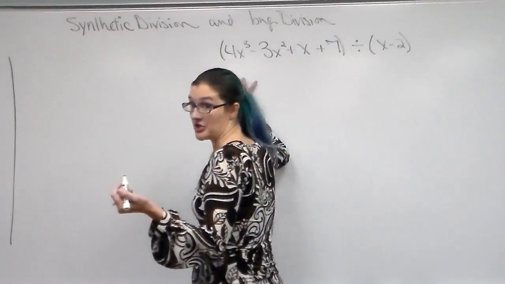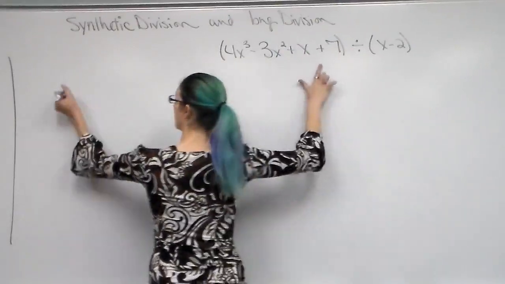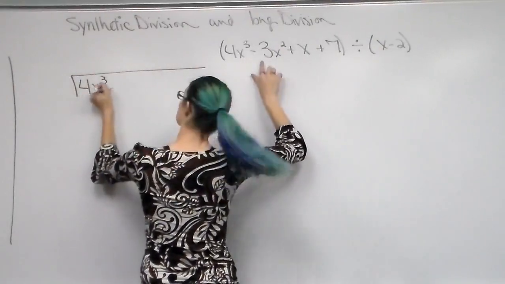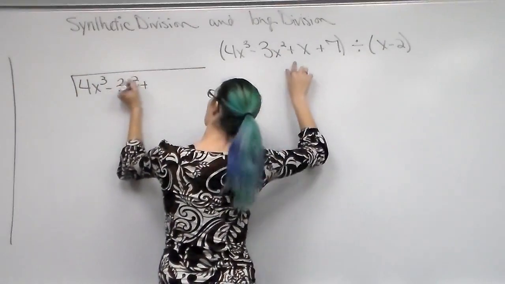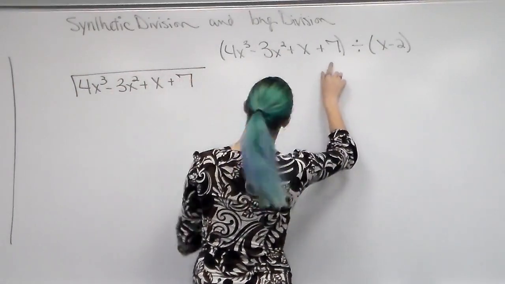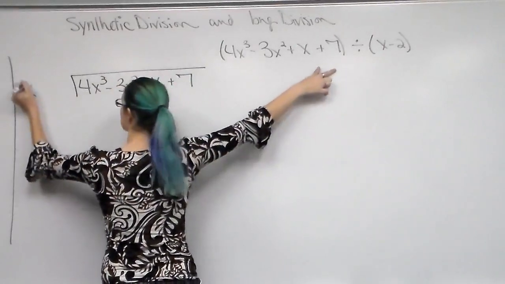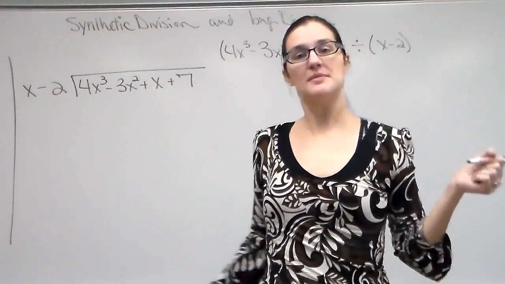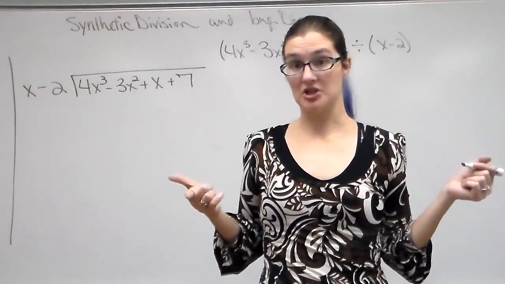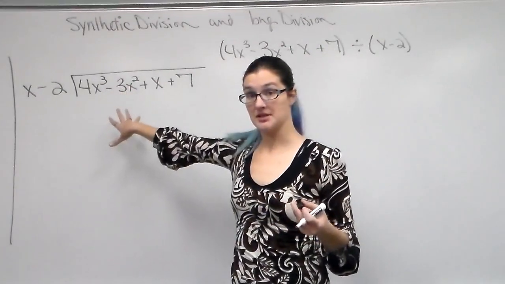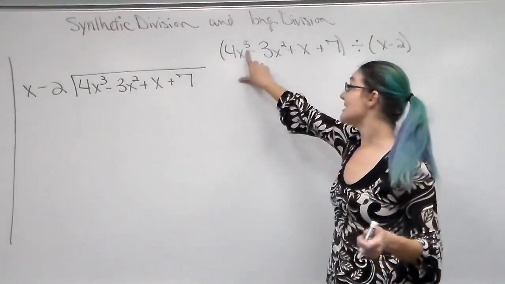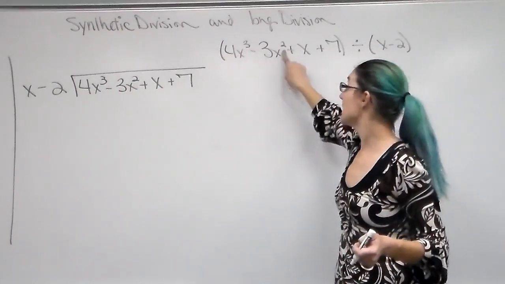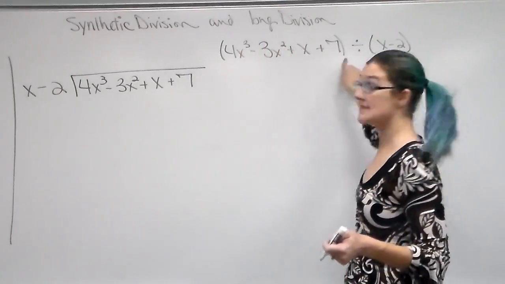So, for long division, you're going to put the first one inside your division house. 4x cubed minus 3x squared plus x plus 7. The second one is going to go outside up front, and it's minus 2. Okay? Now one thing you have to be very careful about in both synthetic and long division is you've got to pay attention to your exponents. So I want you to watch here. Your highest exponent is 3. The next term over has to be 1 less. So it goes 3, 2, 1, 0.